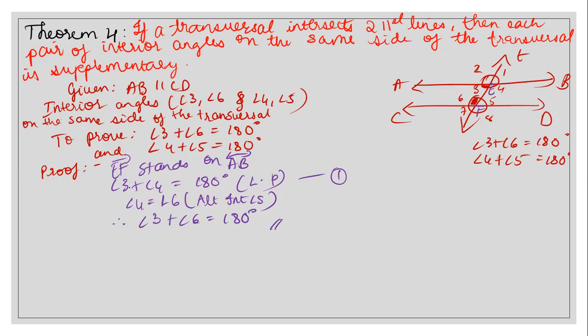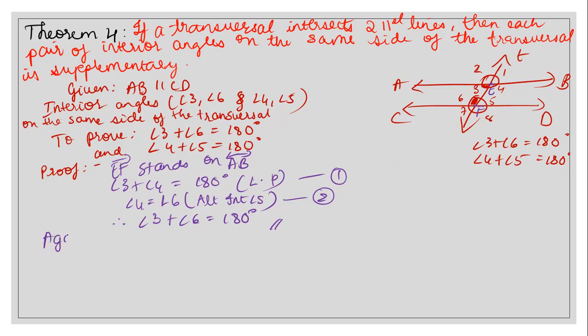Correct? What did I do? I said that angle 3 plus angle 4 is equal to 180 degrees because it's a linear pair, and angle 4 is equal to angle 6 because it's alternate interior angles. So from equation 2, can I say that angle 4 is equal to angle 6, and therefore in equation 1, can I substitute angle 6 instead of 4? Absolutely, I can do that, correct? So this is how I got angle 3 plus angle 6 is equal to 180 degrees.